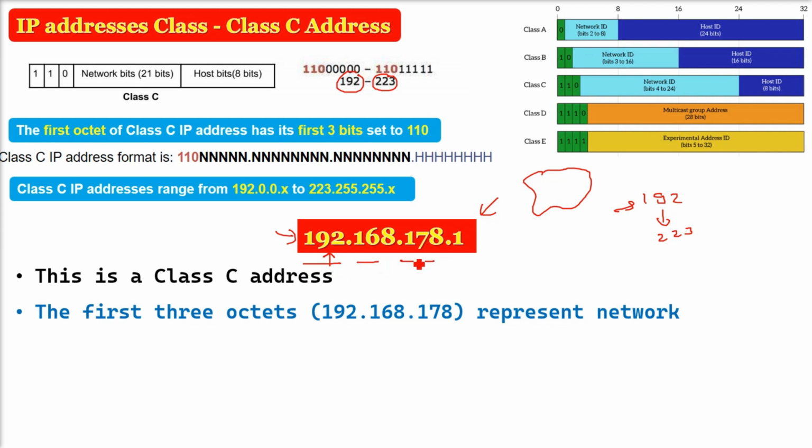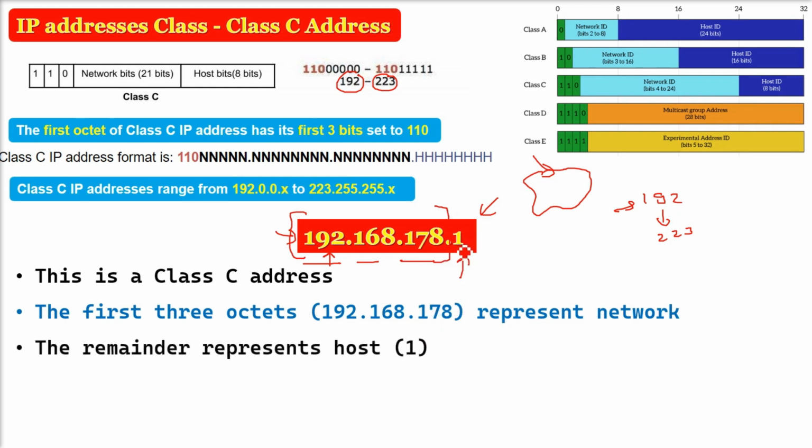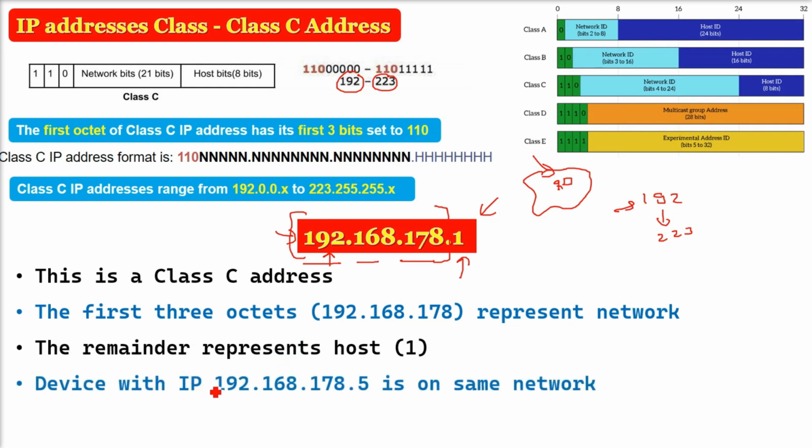So the first, second and third octets represent the network. They are representing what? The network. Which network we are talking about, or you can say which subnet you are talking about. And this .1 is representing the host, because network address and host address combined is called the IP.